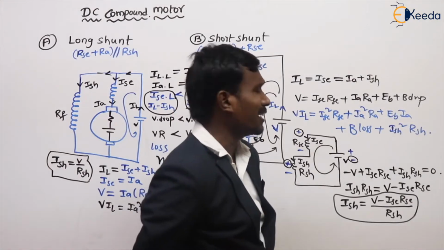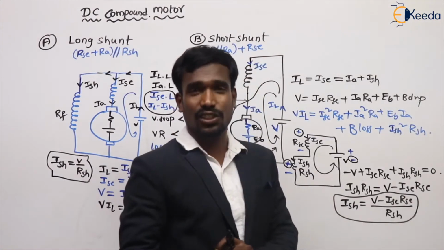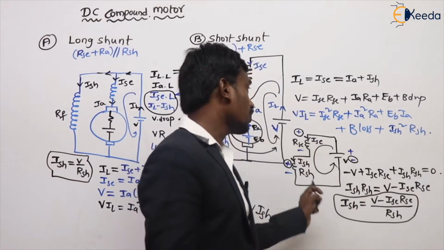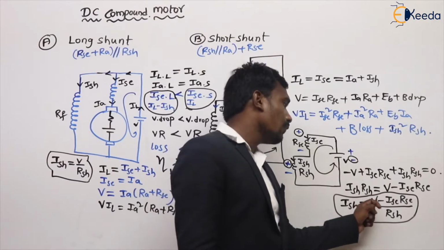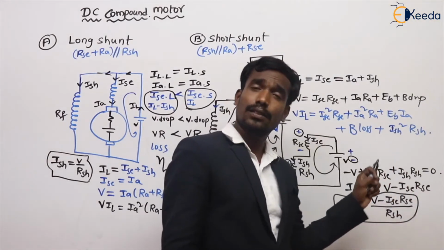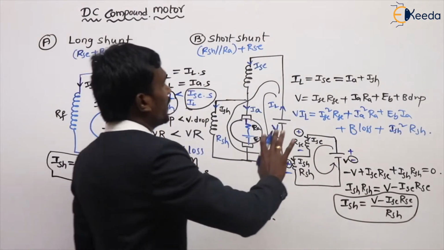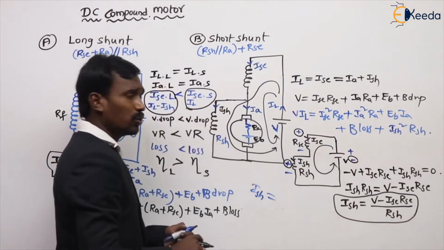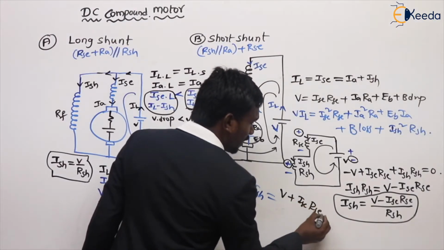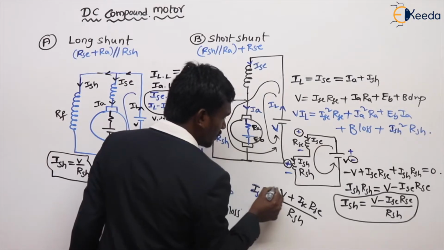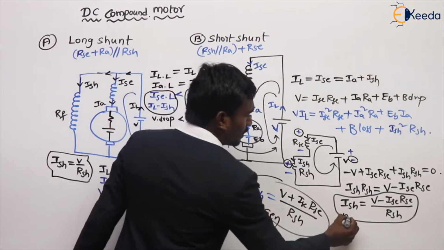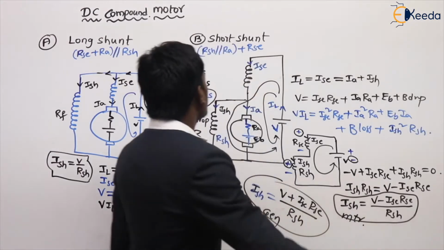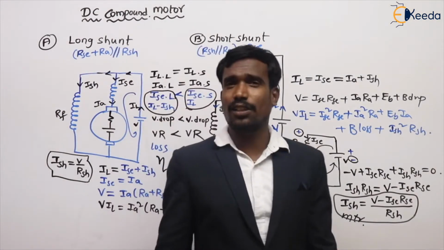Sir, what is the formula for short shunt generator? You have to derive the formula for generator ISH. Of course, you will get plus here, that's it actually. Okay, but try it. For short shunt generator, try the ISH. So remember, V plus is for generator, V minus is for motor. This is simply the long shunt and short shunt motors. So here, ISH is equal to V plus ISE RSE by RSH. This is for generator, but this is for motor. Don't confuse here. Is it clear up to now? Everything is okay? This is one classification: long shunt and short shunt.